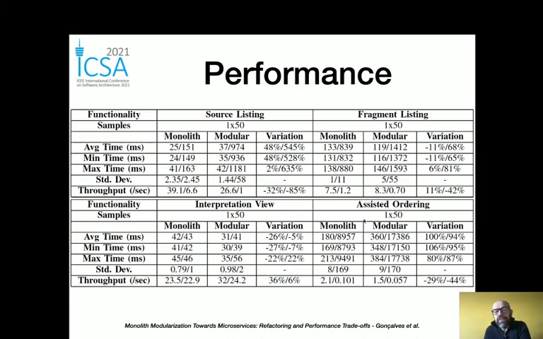And finally, in this case, assisted order, where you do a lot of computations, it kept the same independent of the number of fragments in the database. The reason for that is that already in the monolith, because we had some performance problems there, we already have a cache. So we take advantage of the cache in the modular monolith as well.